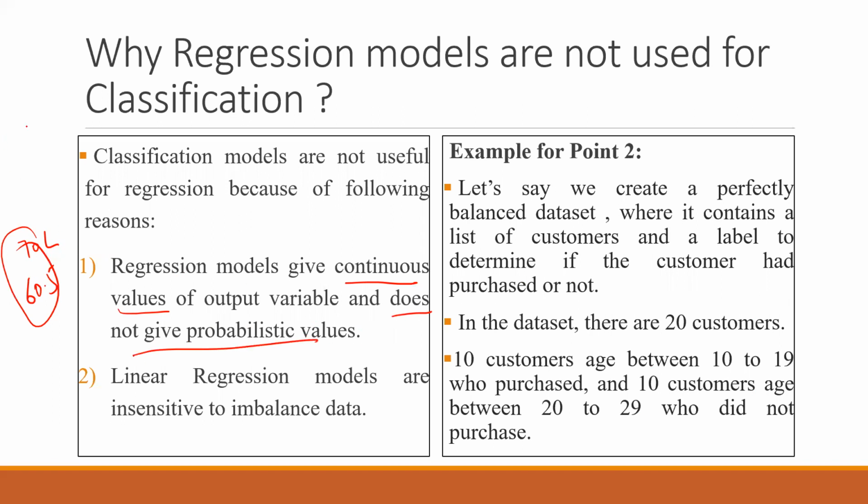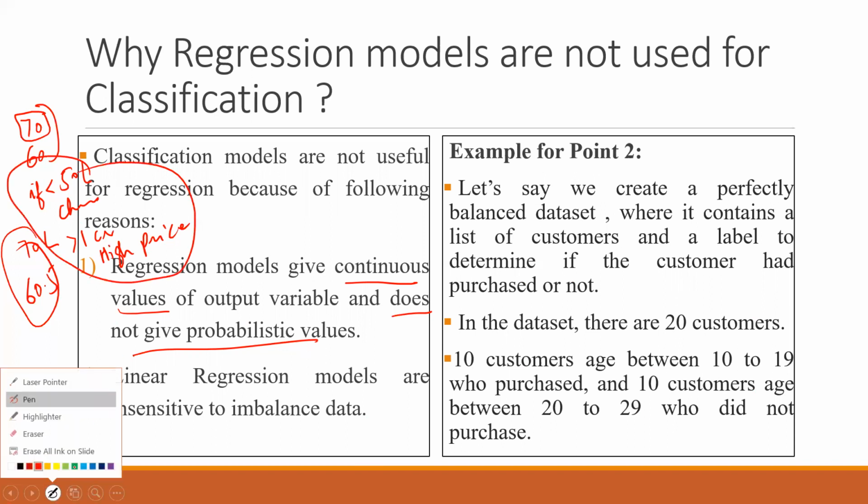Probabilistic value means that, let's say you are getting the value of 70 or 60, so you have to manually classify the numbers. You have to put an if condition that if it is less than 50 lakhs, it is a cheap house, and if it is more than maybe 1 cr, it is a high priced house, right? So this kind of classification you have to do on your own when you are working with regression models.